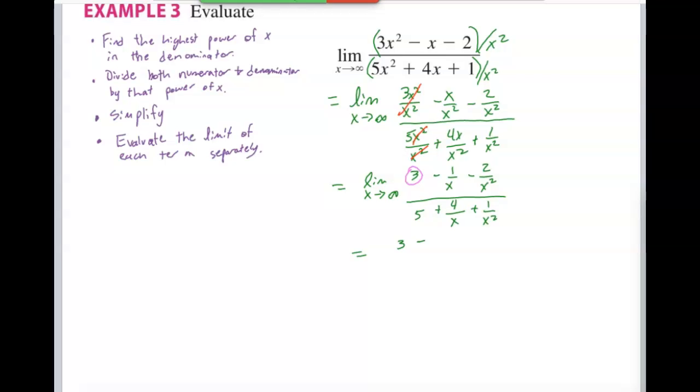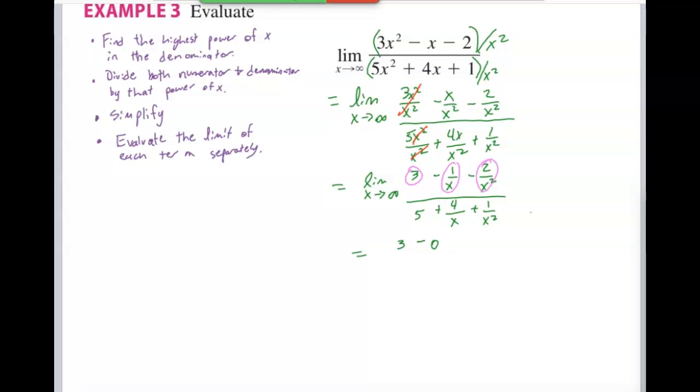Minus, now I'm looking at the limit of 1 over x as x approaches infinity. So what's going on with 1 over x as we let x get infinitely large? What's that fraction going to approach? That's right. Good job, Emily. Good job, Maisie. Yep. That's what we were just talking about. That's approaching 0.